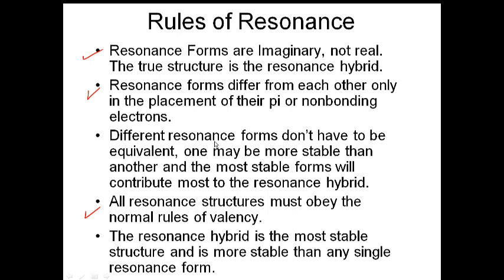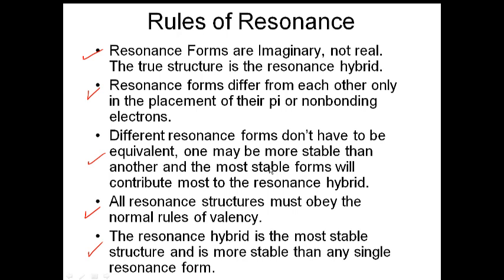Different resonance structures don't have to be equivalent in energy. One may be more stable than the other, and the one that's the most stable is what we say contributes most to the resonance hybrid, meaning that the resonance hybrid will look most like that resonance structure. And the resonance hybrid is the most stable structure of any of the individual resonance structures. So the resonance hybrid is more stable than any other resonance structure. That kind of makes sense.